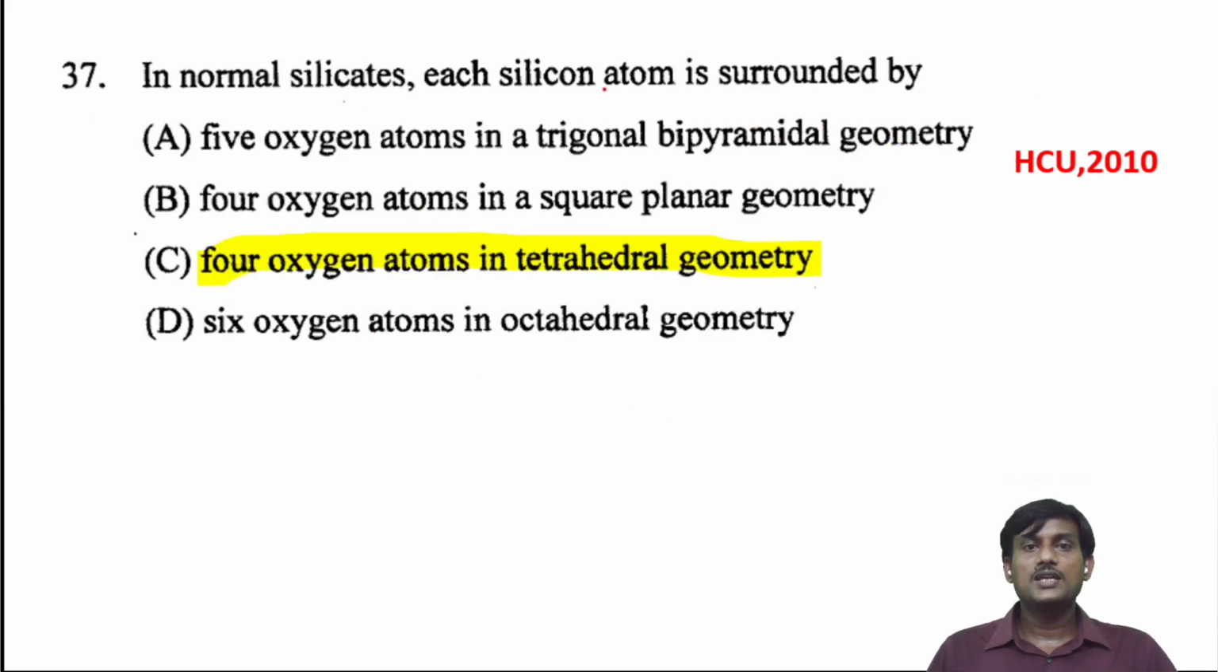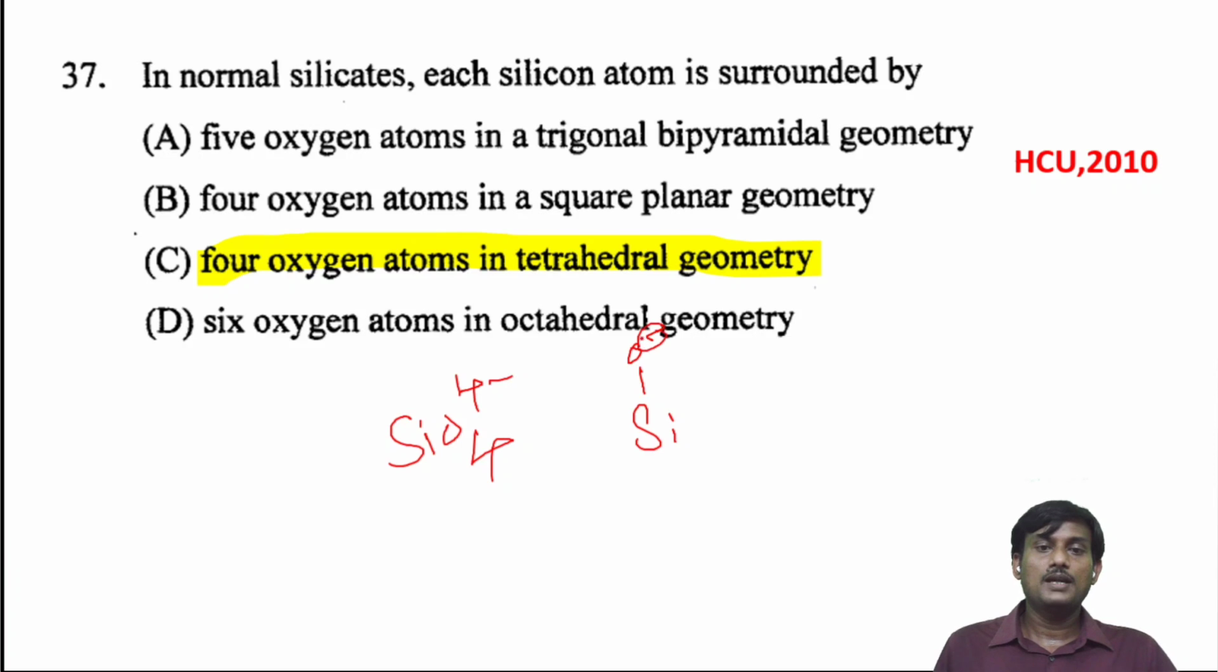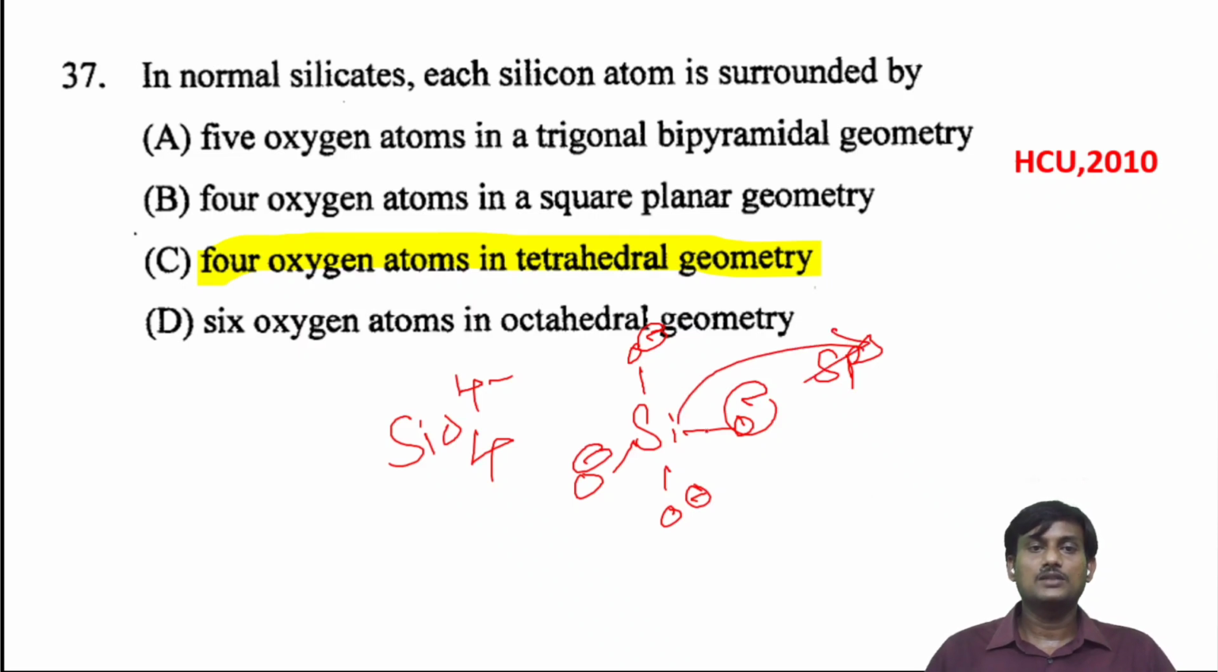In normal silicates, each silicon atom is surrounded by. This is a normal silicate, SiO4 4 minus. So this is the structure, O minus, O minus, O minus, O minus. This is the structure, 4 oxygen atoms in tetrahedral geometry. It's an sp3 hybridized silicon. So C is the correct option.